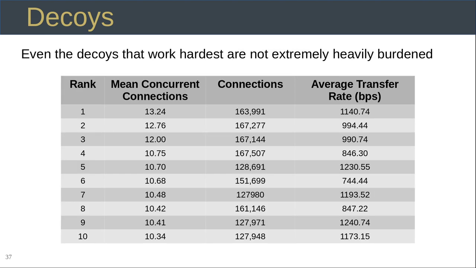But even with this, the hardest working decoys were not overly burdened. Here we have the top 10 ranked hardest working decoys based on the mean concurrent connections. And you can see that all of these decoys serviced an average of about 1 kilobit per second, which is a definitely manageable amount of traffic. None of these decoys were overly burdened to the point where they, for example, opted out of inclusion in the Tapdance system.